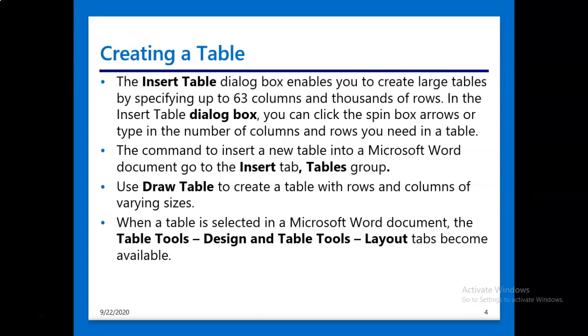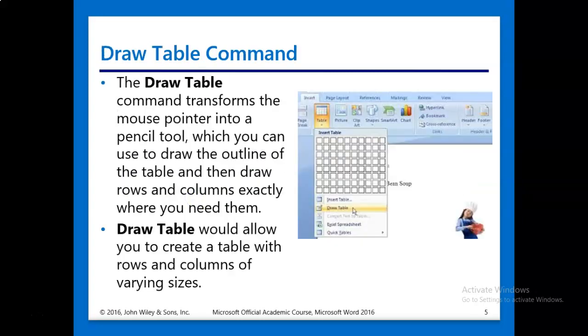You can also use Draw Table to create a table with rows and columns of varying, different sizes. When a table is selected in a Microsoft Word document, the Table Tools Design and Table Tools Layout tabs become available. So they become active at that time once you select the table. Then you have the Draw Table command, which you see over here by going to the Insert tab, the Table command, and now here you see Draw Table.